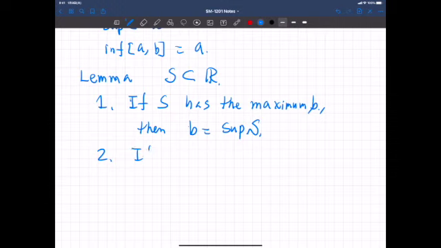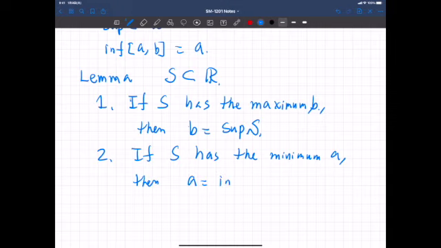And if S has the minimum, let's call it A, then A is the infimum of S. To prove this, just apply the definition of supremum and infimum. If the maximum value is B, then it is obviously greater than or equal to any of the elements of S.